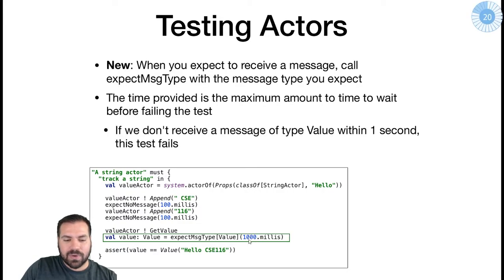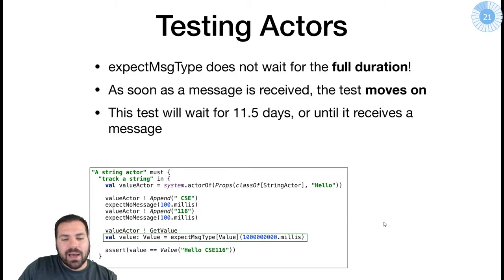So we don't want very large maximum times here. We want it to be more reasonable, like 1 second. If we didn't receive a message of type value in 1 second, we're not receiving a message of type value. There's no way the actor system and the actor is going to take a full second to respond. So a second is a comfortable amount of time, but we're not always waiting a full second. We do not wait the full duration unless the test fails. The only time this duration matters is if the test fails and we're not moving on with the program.